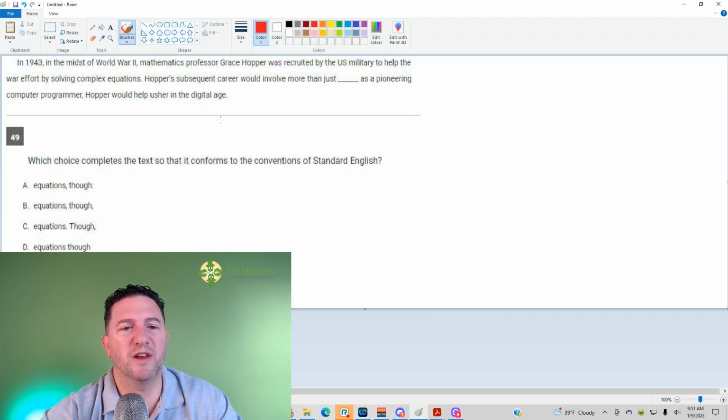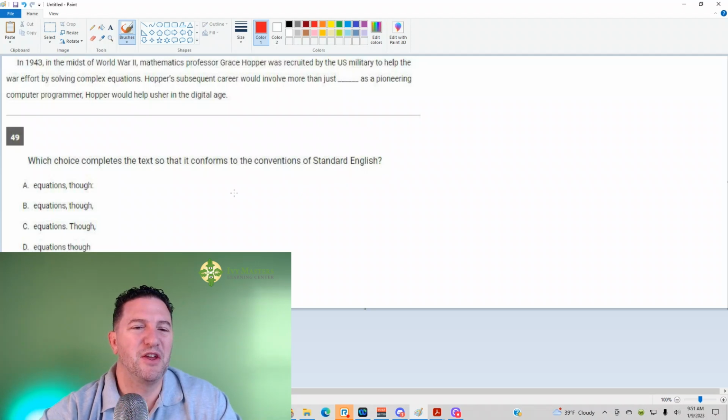mathematics professor Grace Hopper was recruited by the U.S. military to help the war effort by solving complex equations. Hopper's subsequent career would involve more than just equations, though. As a pioneering computer programmer, Hopper would help usher in the digital age. Which choice completes the text so that it conforms to the conventions of standard English? And we look at our answer choices.